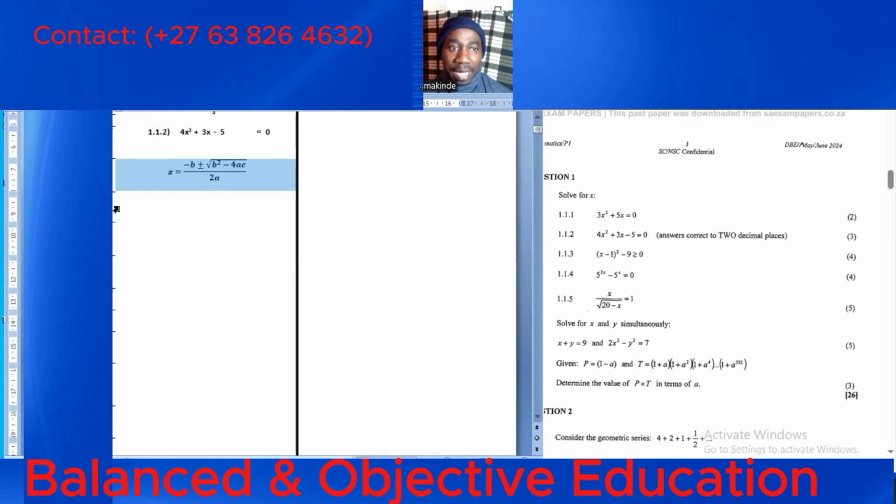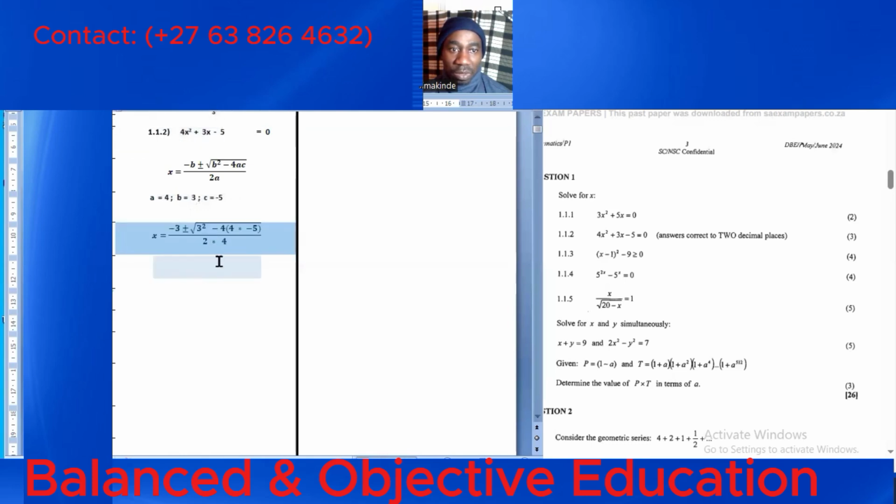Now, let's spell out what each of those variables represents. Variable a represents the coefficient of x squared, in this case 4. Variable b equals the coefficient of x, which is 3. And variable c is the constant, which is negative 5 in this case. So next, you just need to make the appropriate substitution.